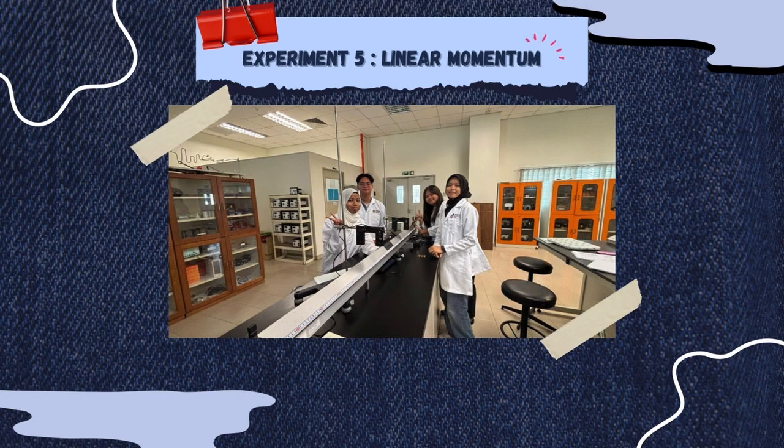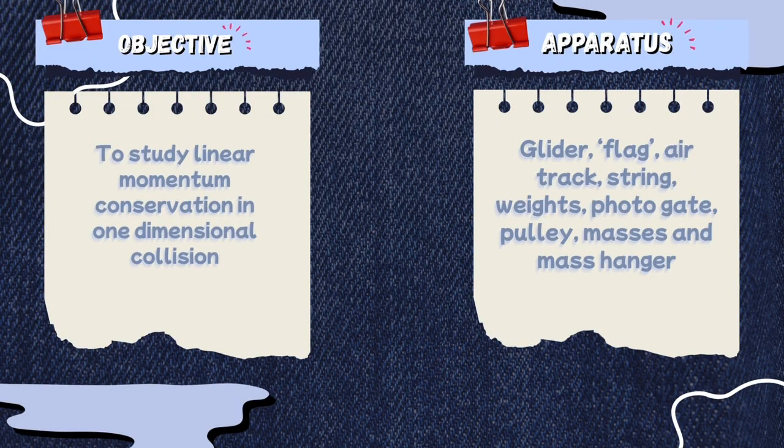Experiment 5, linear momentum. This is the objective and the apparatus for this experiment. And this is the procedure.